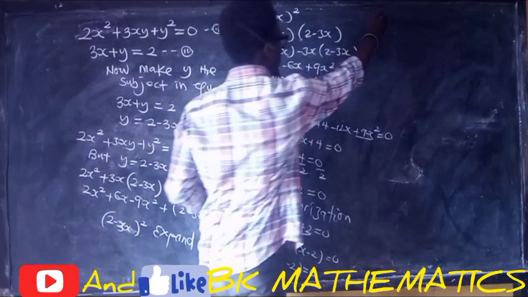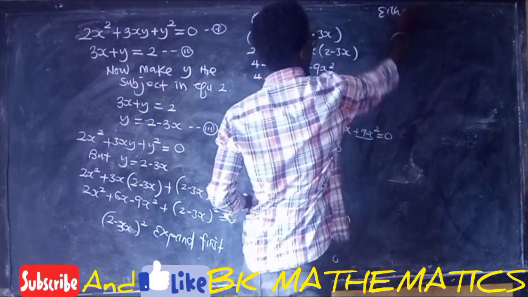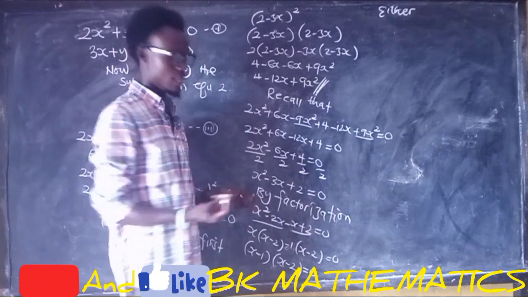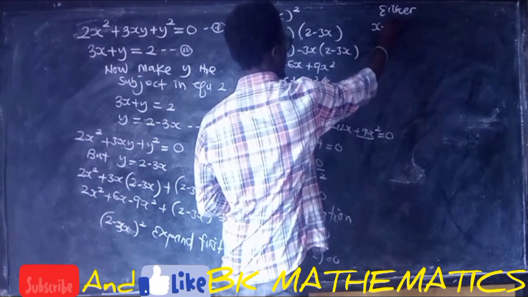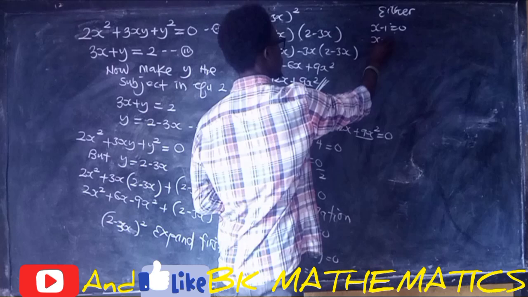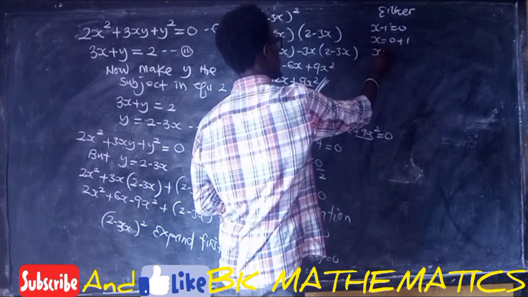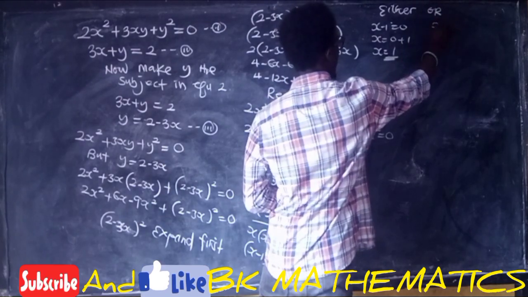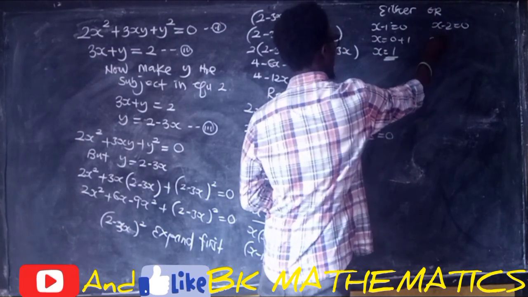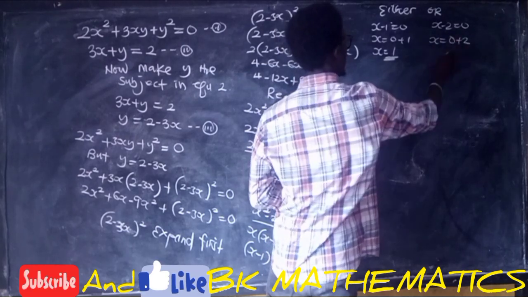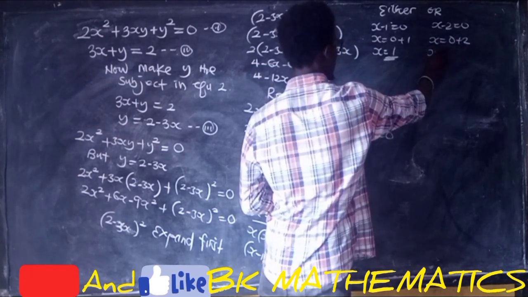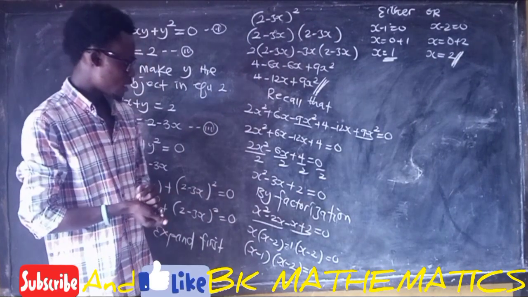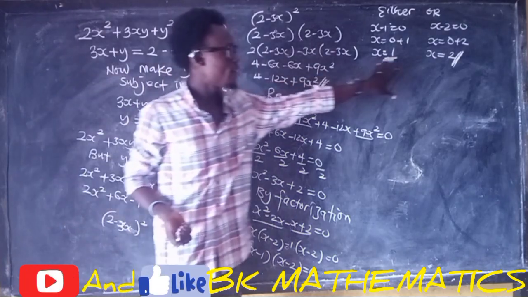Now we can conclude. We say either, now we can take this bracket one at a time for us to find the value of x. We say x minus 1 is equal to 0, then x becomes 0 plus 1, then x becomes 1. Or it can also be x minus 2 is equal to 0, then x becomes 0 plus 2, then the value of x becomes 2 respectively. So these are the values of x that we have to find.